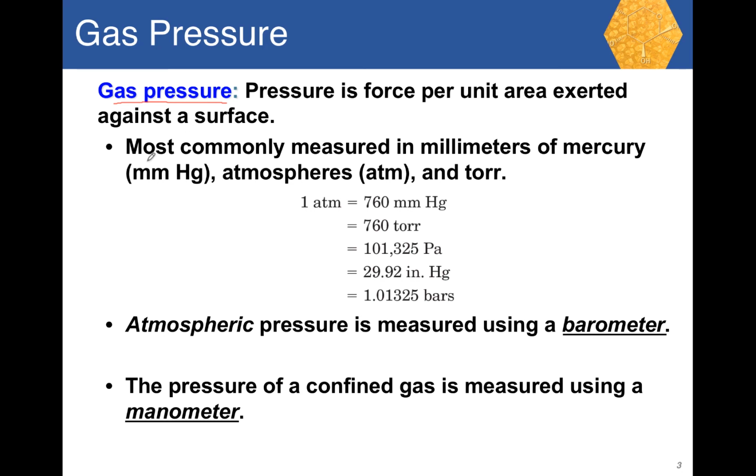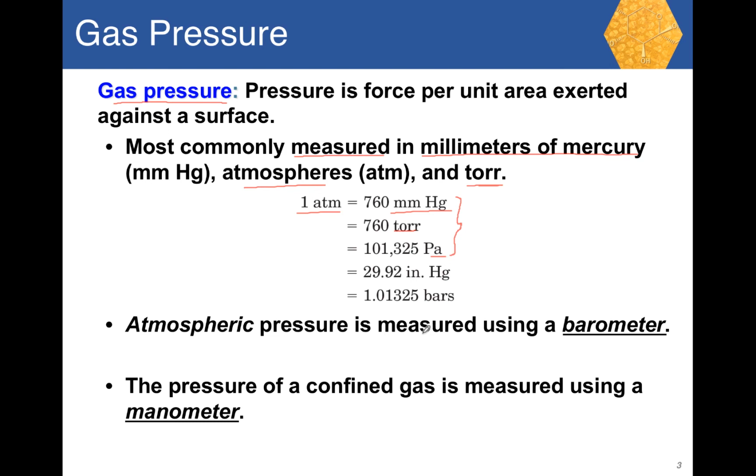Units of measurement are commonly millimeters of mercury, and I'll explain in a second why mercury, or in atmospheres. A unit that's typically used also is torrs. So here is a summary of the units that you'll typically see in chemistry. Atmospheres, millimeters of mercury, torrs, pascal, which is typically never used, inches of mercury and bars. So these are the ones that we will use the most in this course.